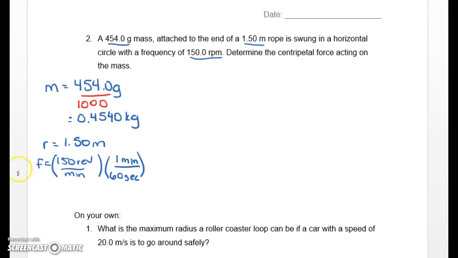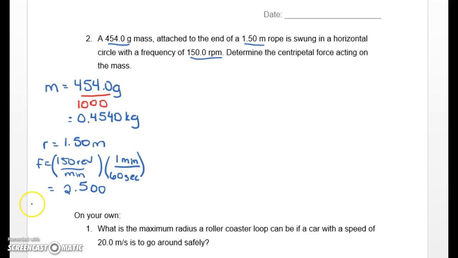So we have 1 unit on the top, 1 unit on the bottom, and so we are going to divide these two values. So you have 150 divided by 60. And that should give us a value of 2.5. And then just to make sure I'm accounting for sig figs here, there was 4 here, so I'm going to put 2 zeros at the end here. And so this is revolutions per second.